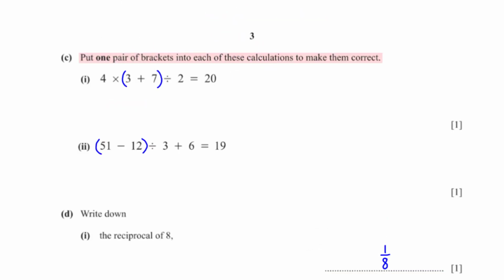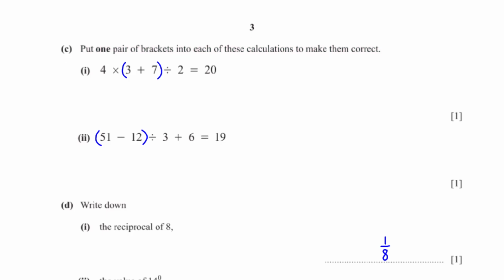Put one pair of brackets into each of these calculations to make them correct. For this equation, to make the expression on the left-hand side equal to 20, we put a pair of brackets around 3 plus 7, which is 10. So 4 times 10 divided by 2 is 20. For this equation, to make the expression on the left-hand side equal to 19, we put a pair of brackets around 51 minus 12, which is 39. So 39 divided by 3 plus 6 is 19.